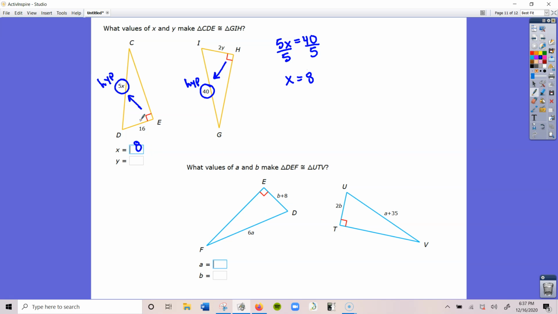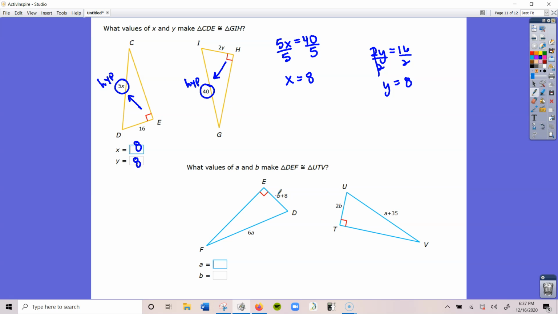Same thing for the leg. This little leg here has to equal this leg here. So you can set up your equation: 2y has to equal 16. So I would divide each side by 2. So y has to equal 8 as well.